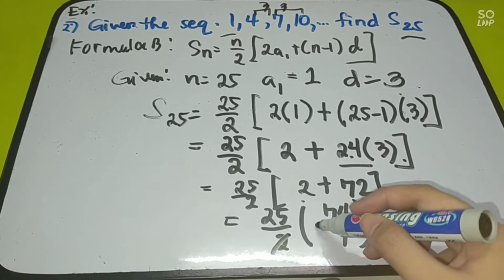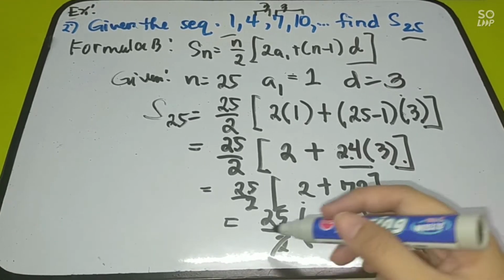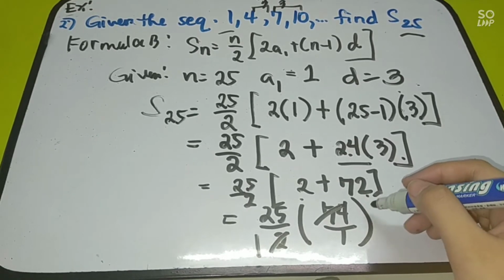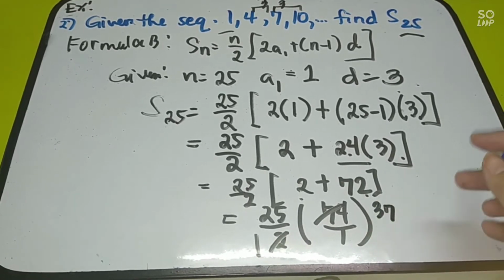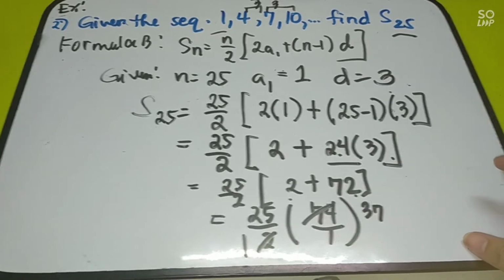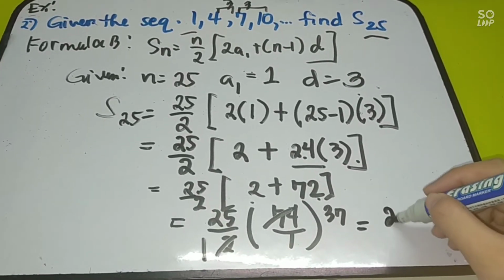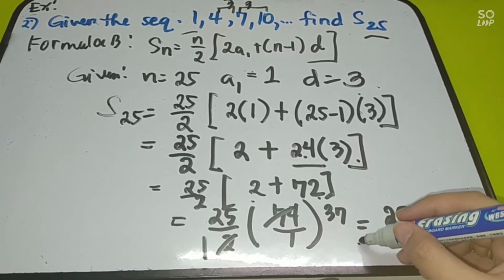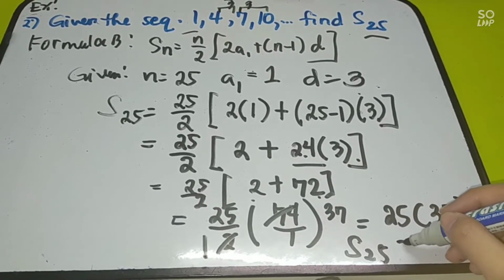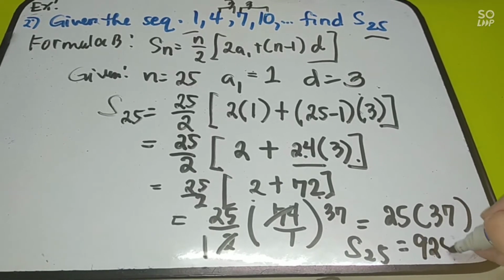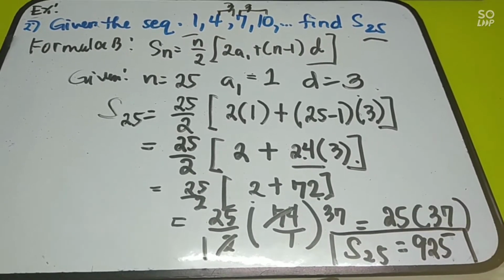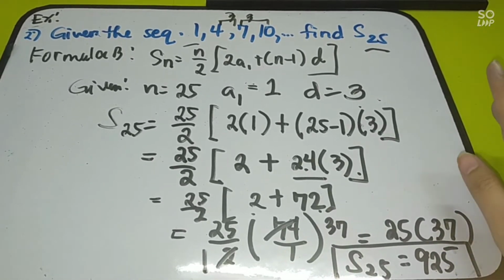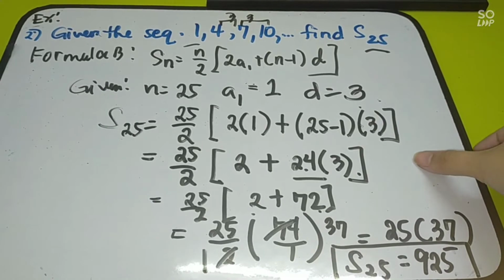Pero si 2 and 74 po pwede. They are divisible by 2, kaya ito magiging 1 na. Then, 74, just divide it into 2. The answer is 37. Then, just multiply mo lang si 25 multiplied by 37. If you multiply it, S sub 25 is equal to 925. So, that is it. We're done. So, that is how will you find for the S sub 25 of this sequence.